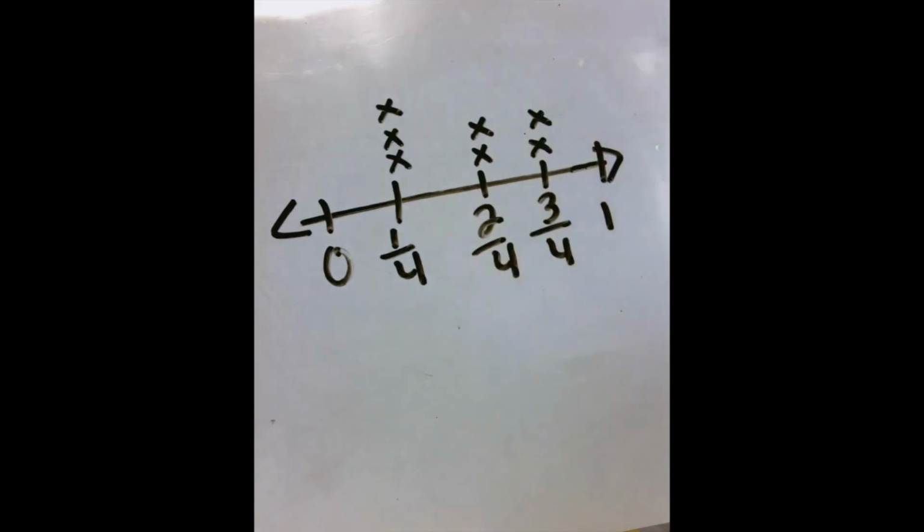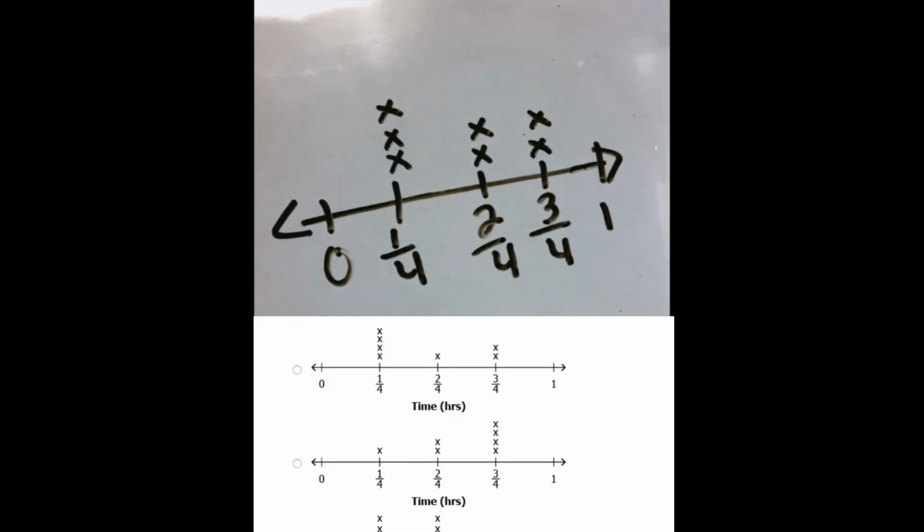So now I need to compare my chart with the answer choices. I see that it can't be A because they have 4 instead of 3 for 1/4. It can't be B because they only have 1 for 1/4.